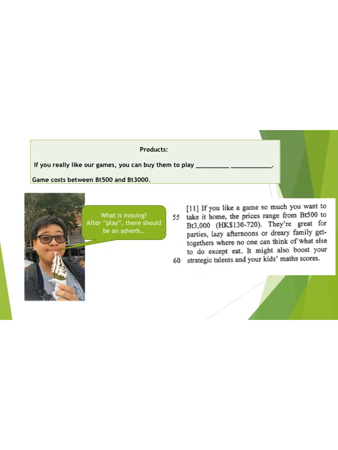Now look at this one. If you really like our games, you can buy them to play blank. Game costs between BT 500 and BT 3000. After play, there should be an adverb to describe the verb play, and here an adverb of place is missing. When you buy it, you can take it home and play it. So you play at home. Adverb of place.